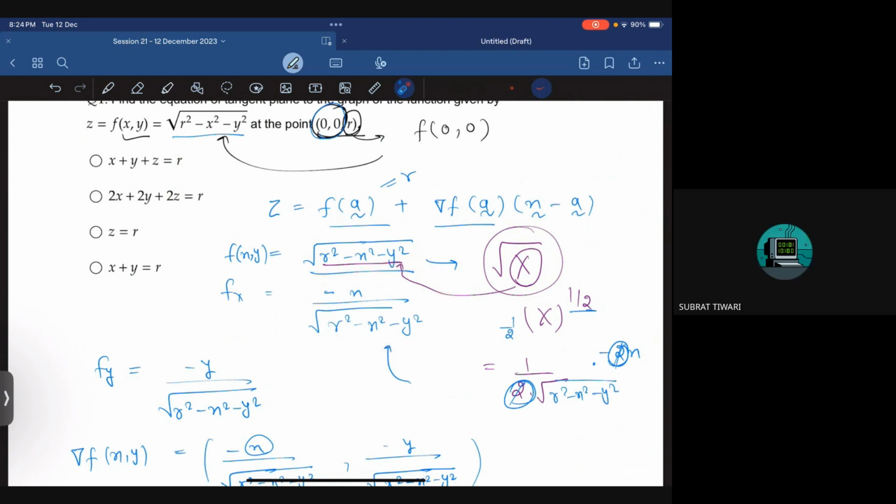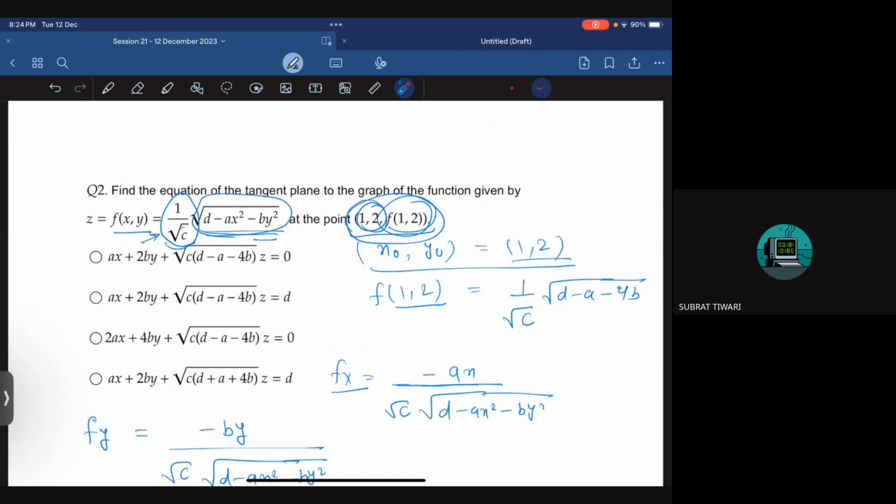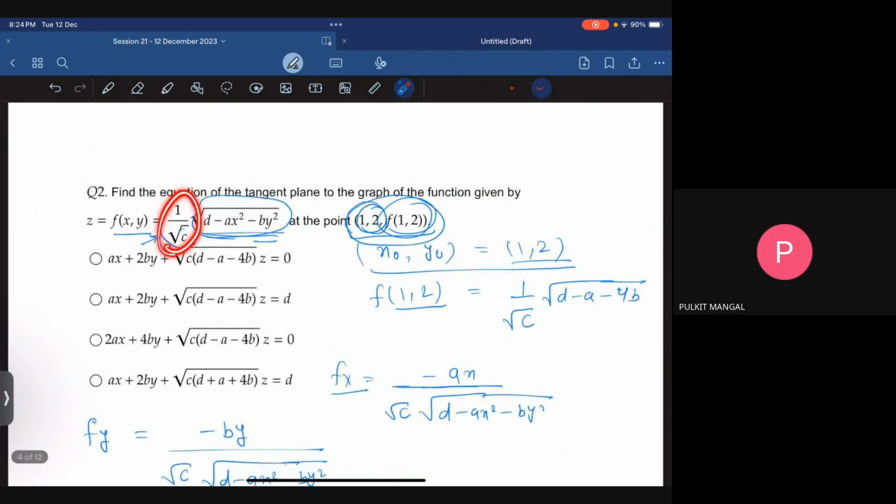Excuse me, sir. In the question you were solving, there is 1 by root c. How will you take that in the outer and inside functions? We will just consider it a constant. So the change will not happen, right? Yes, this will be constant the whole time in the derivative. Derivative is the rate of change of the function, so only the variable part will change. This is the constant, so it will just be there. Okay, sir.